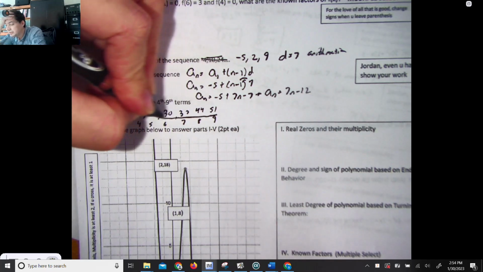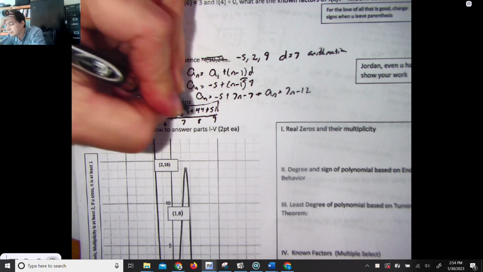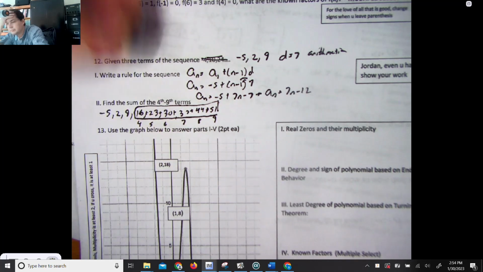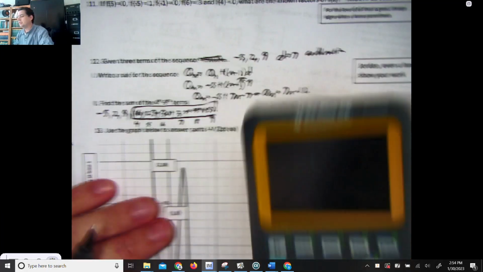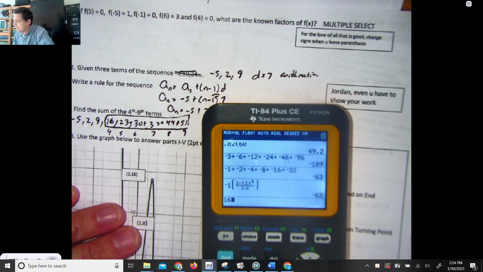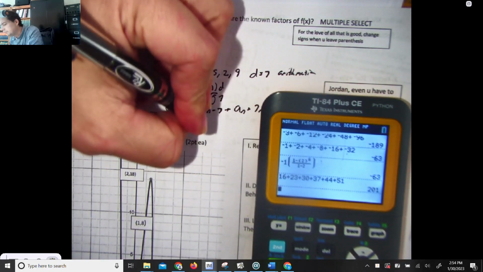What I would do is I would just take these guys right here and I'd add them all together. I could do that. It's not hard. I do have a personal preference though, and that's a me thing, and it's probably going to be for some of y'all who just don't want to do it this way. It's going to be 201.